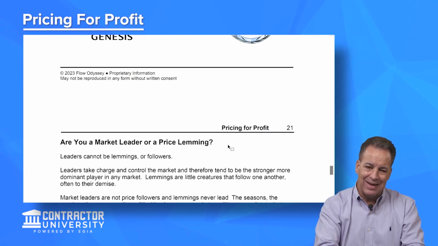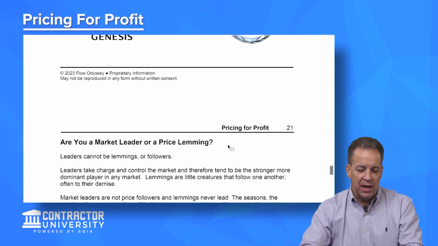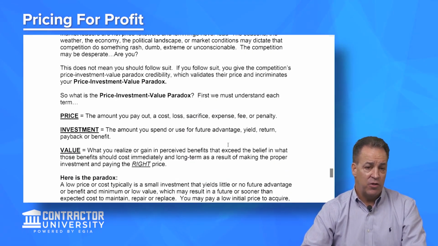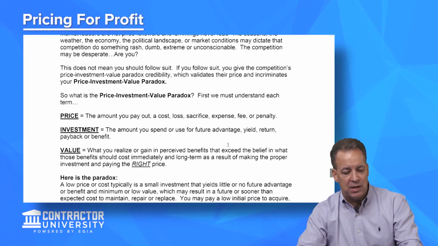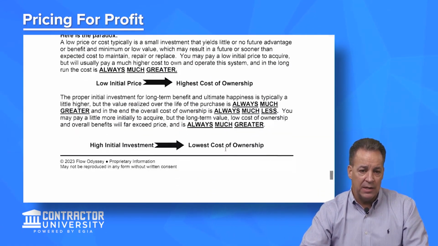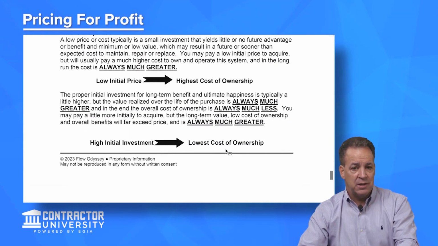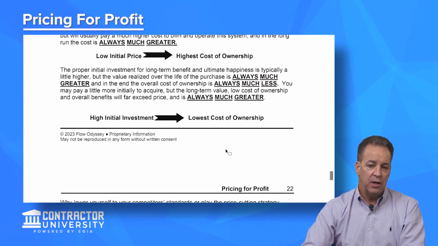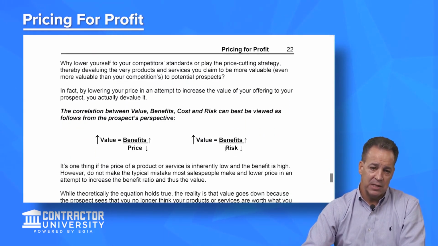Making sure that you're a market leader, not a price lemming. Because again, you don't want to chase people to the bottom. The race to the bottom is crowded, and again, there's a lot of wreckage out there. So making sure that you understand the difference in the conversation between price, investment, and value, as well as how low initial price tends to be the highest cost of ownership, and highest initial price tends to be the lowest cost of ownership in the long run. You get what you pay for is really the discussion here.